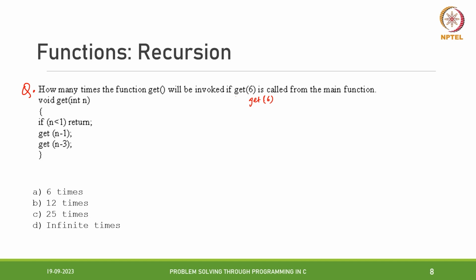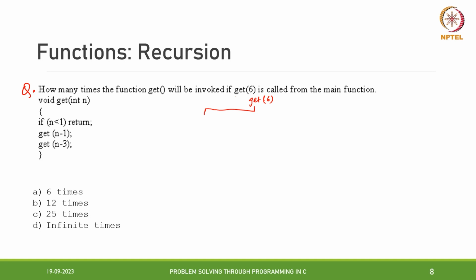If that is not the case, like n less than 1 is not satisfied, it will return get of n minus 1, get of n minus 3. So it will call itself with two different values, n minus 1 and n minus 3. Now let's see how many times get is invoked when you call get of 6. I'll make a hierarchical structure for this.